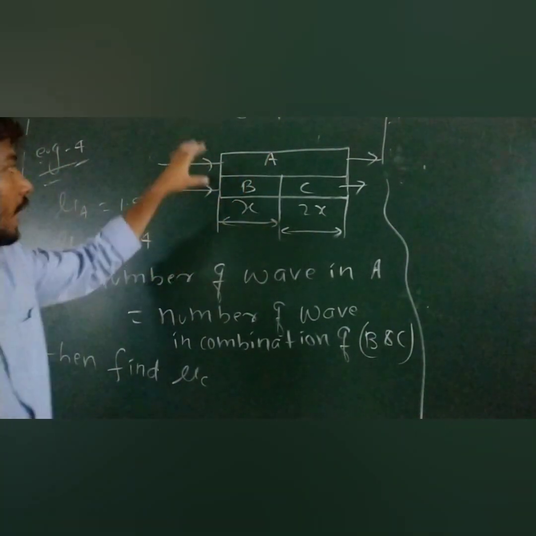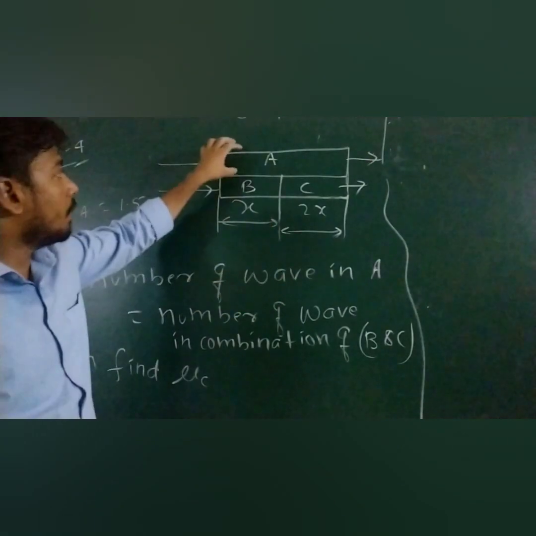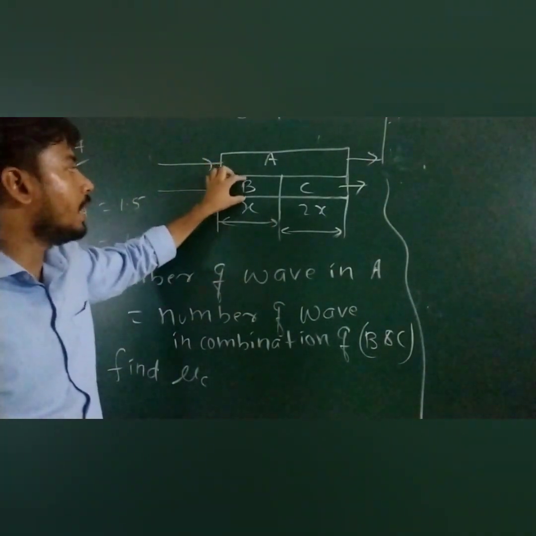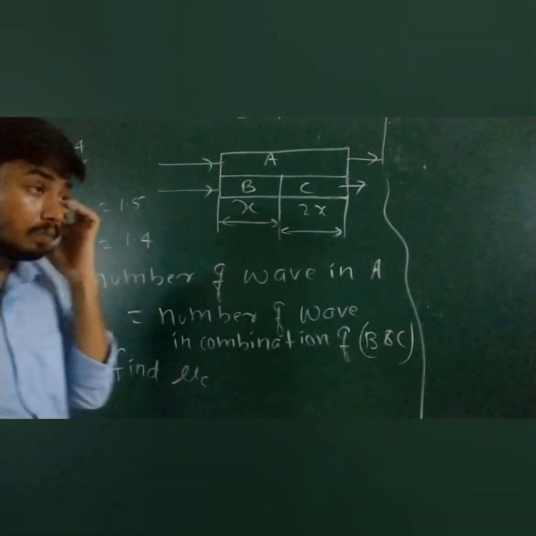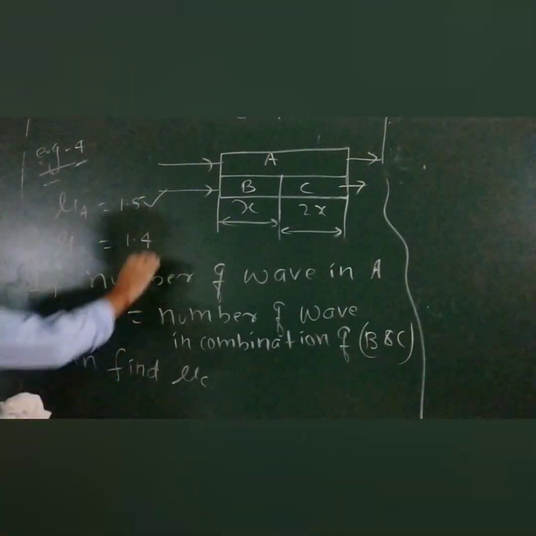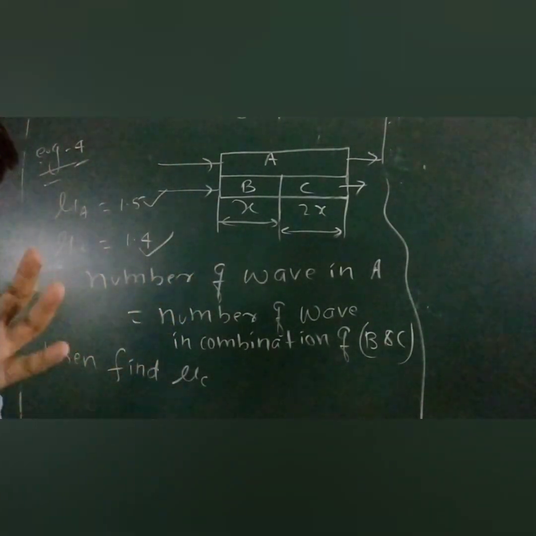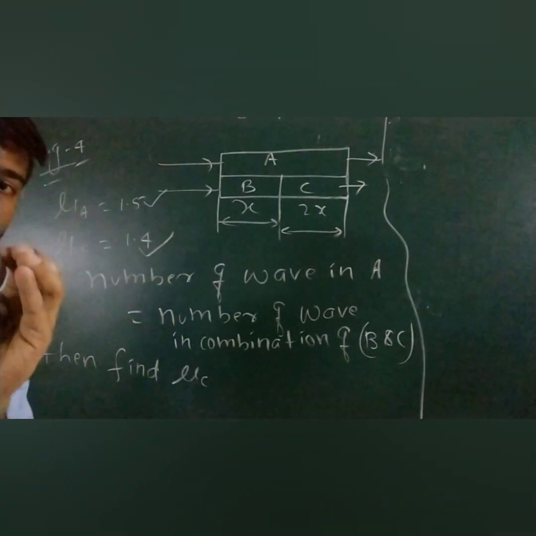We have the combined pack of three materials. This is material A, this is material B, and this is material C. The refractive index of A is given as 1.5. The refractive index of B is given as 1.4.